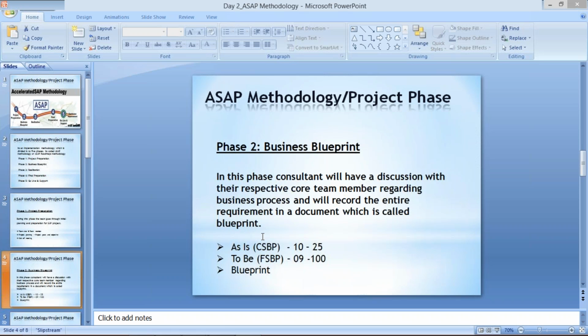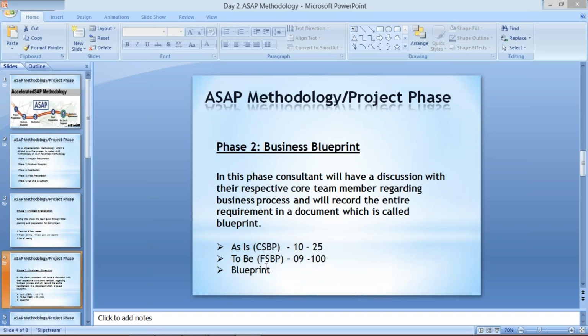This listing can be done in an Excel sheet, or in a Word document also. Whatever document the core team member has prepared, that document is called the as-is document. The second name of the as-is document is CSBP. CSBP stands for current status of business process. Current status of business process means which is running as of now, whatever is running in the business.